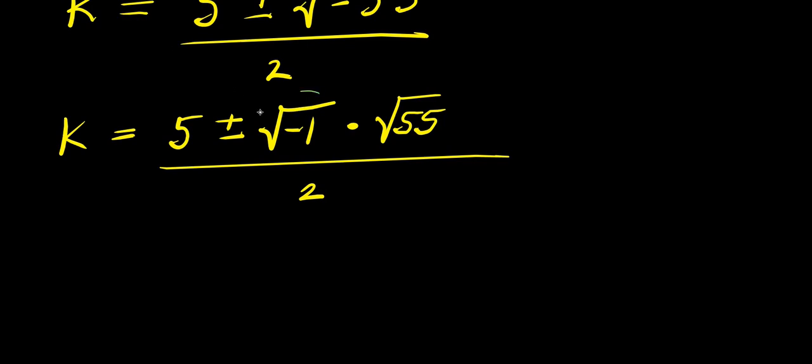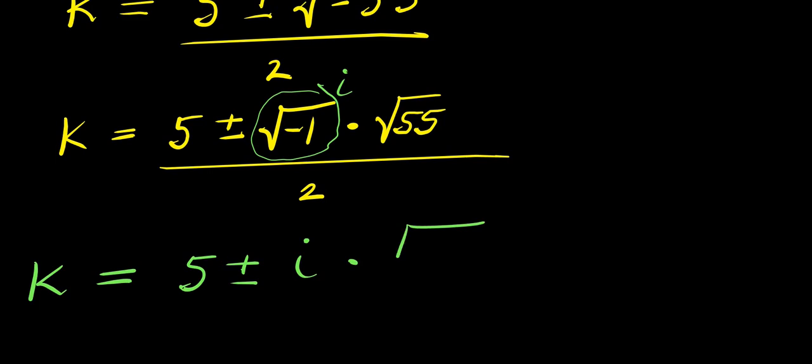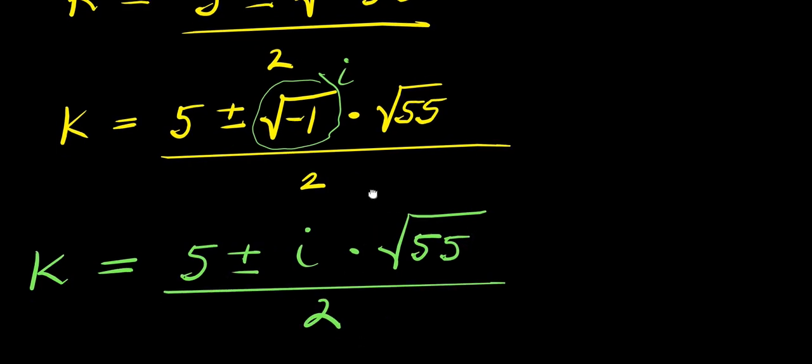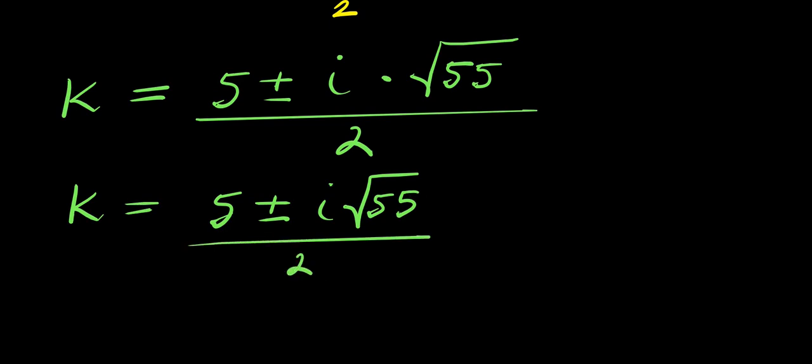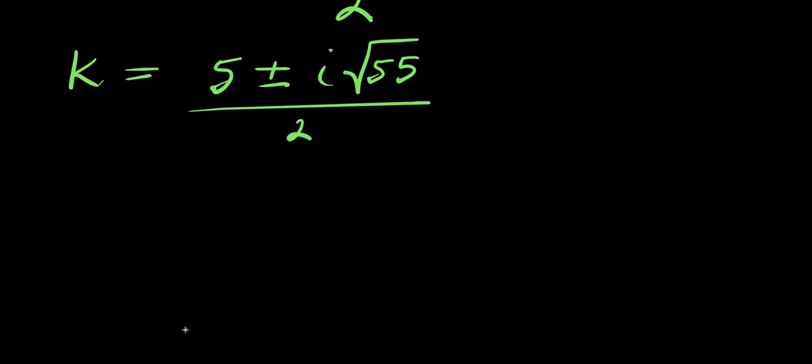So observe that the square root of negative 1 is i. We have k equals 5 plus or minus i times square root of 55. There's no way we can actually simplify this further, so we leave it at 55, and this is divided by 2. So that means we can simply have k equals 5 plus or minus i times root of 55 divided by 2.